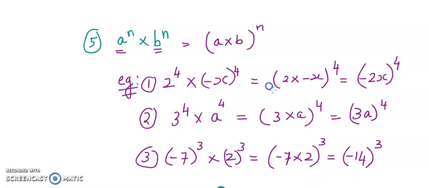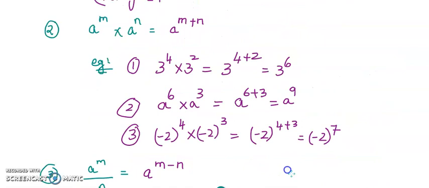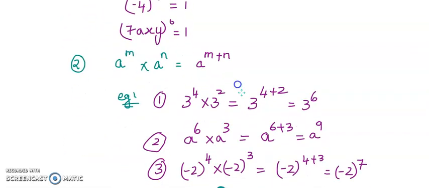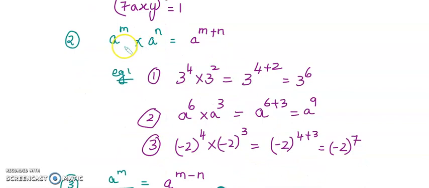Okay, so let's look into the laws again, a quick review. So the first one is a to the power 0, it's always 1. Okay, any base with power 0 will give you 1. Next, a to the power m multiplied by a to the power n is a to the power m plus n. If the powers are different, bases are multiplied, the power gets added.